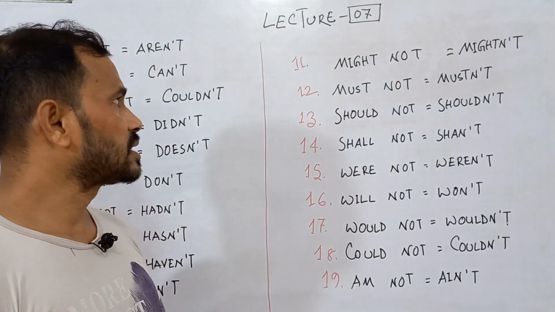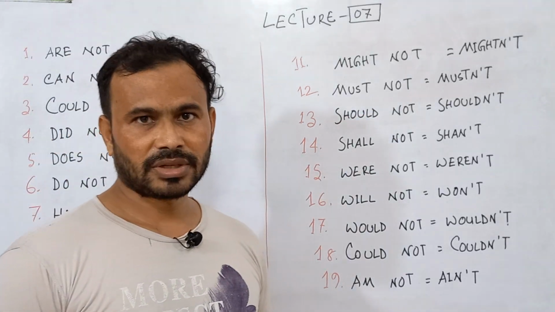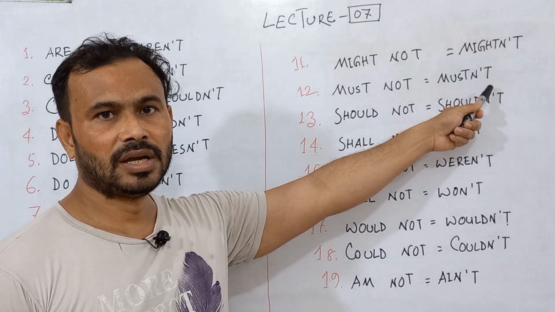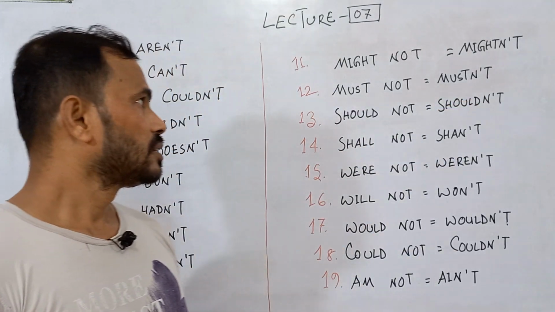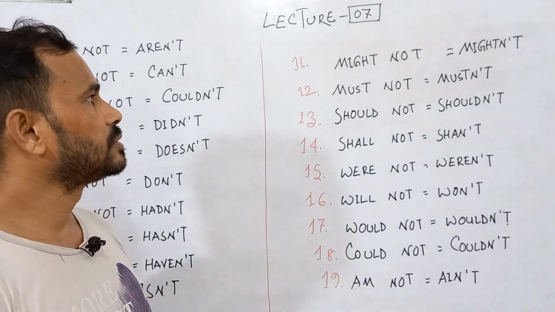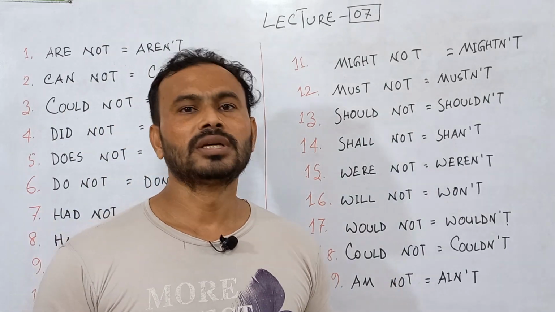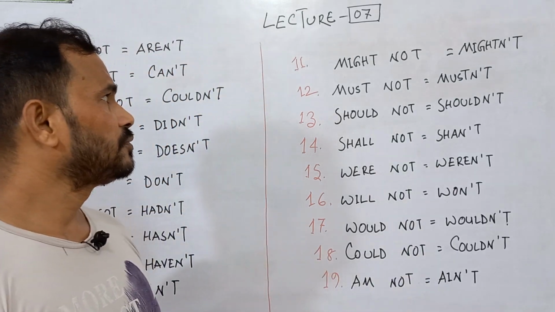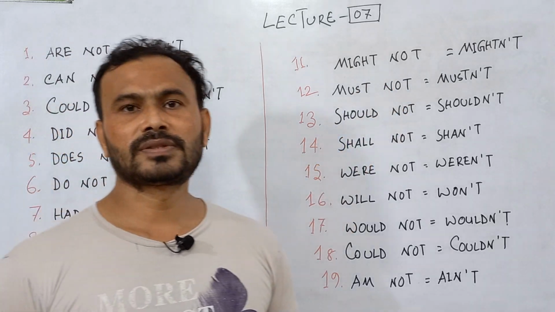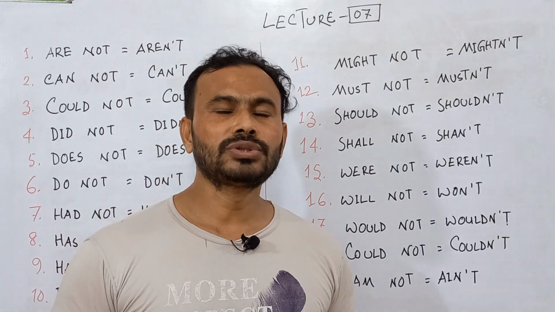Okay, so friends, let's talk about the next phrase, which is must not, and the contracted form of must not is mustn't. We can say one sentence for must not, which is, I must not go to meeting today. If we want to use the contracted form of must not, we can say, I mustn't go to meeting today.